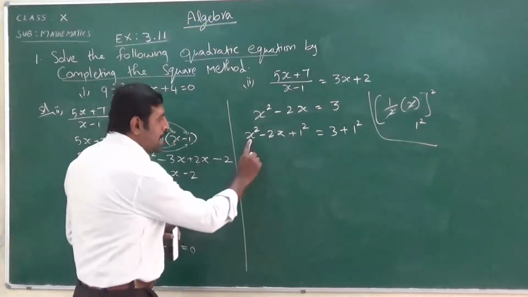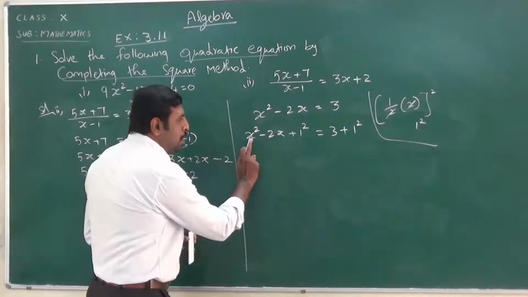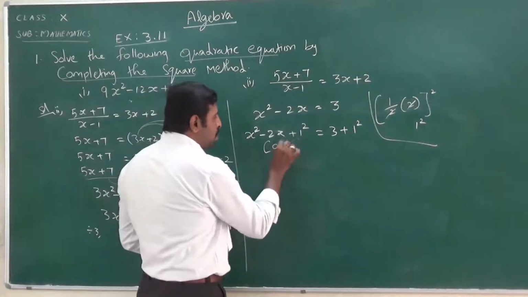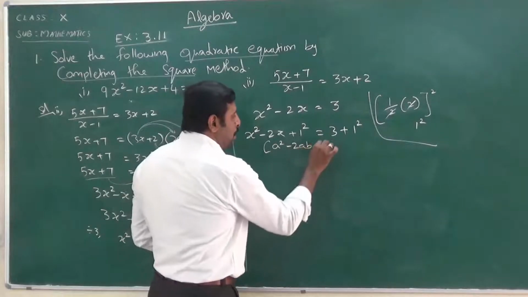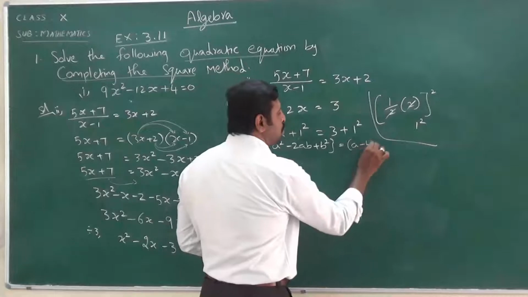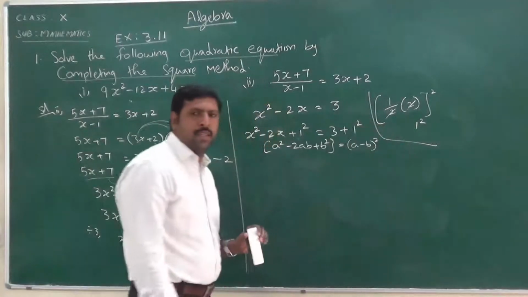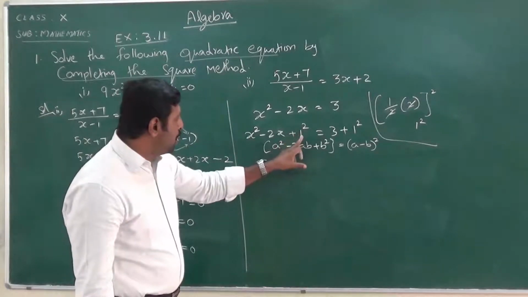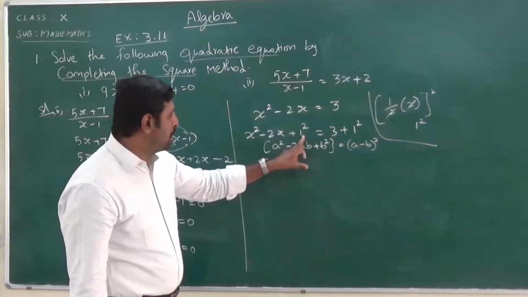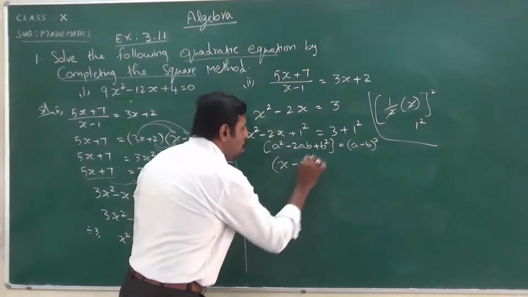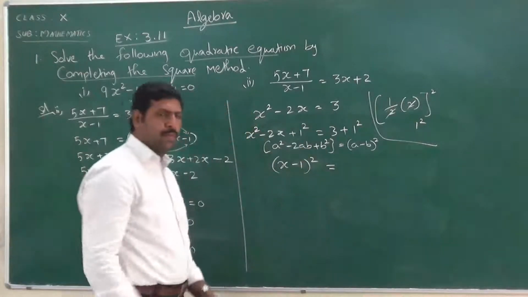Now, it is in the form of a square minus 2ab plus b square, right? So, a square minus 2ab plus b square means we know the formula, that is a minus b whole square. So, here in the place of a is x, the place of b square is 1. Right? The place of b is 1. So we can rewrite it in the form of x minus 1 whole square is equal to.